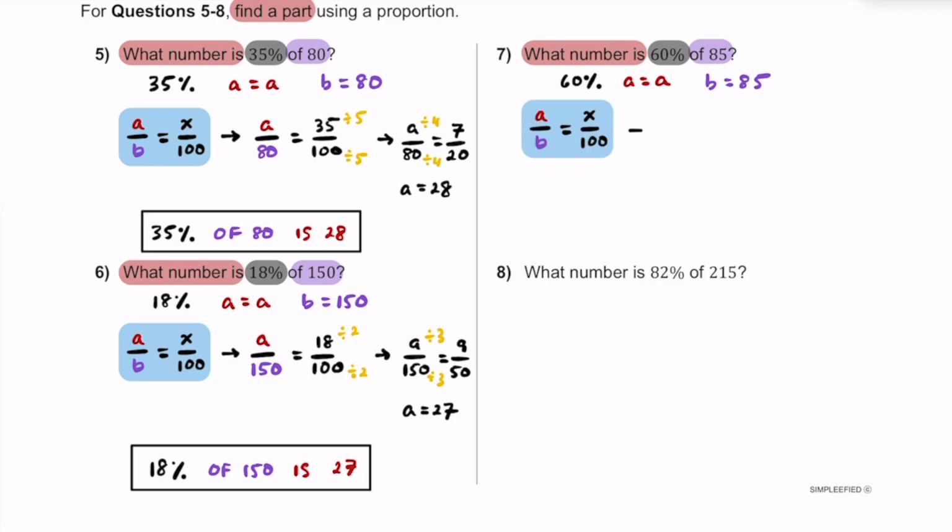All right, let's go ahead and substitute in where we know what we're going to have. So let's put in a to what? A to 85. This ratio should be equal to the percentage as written as a ratio as well. So 60% is going to be 60 per 100.